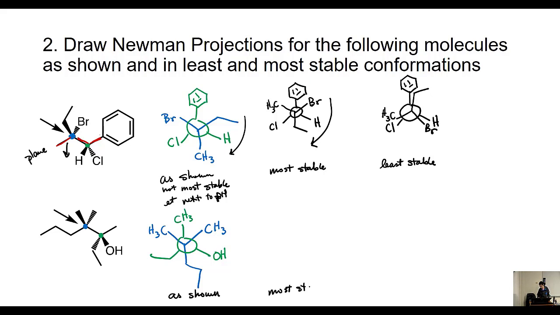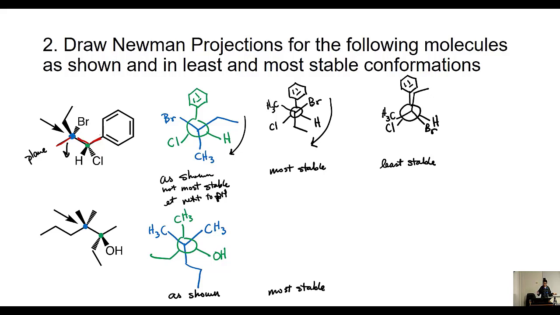Okay, so let's go on to most stable. First things first, let's ask, is the as shown structure the most stable structure? No, why not? Because your biggest groups aren't as far apart as they could be. Perfect. So what I'm going to do is, again, keep my back carbon in the same position, and I'm going to rotate the front carbon.